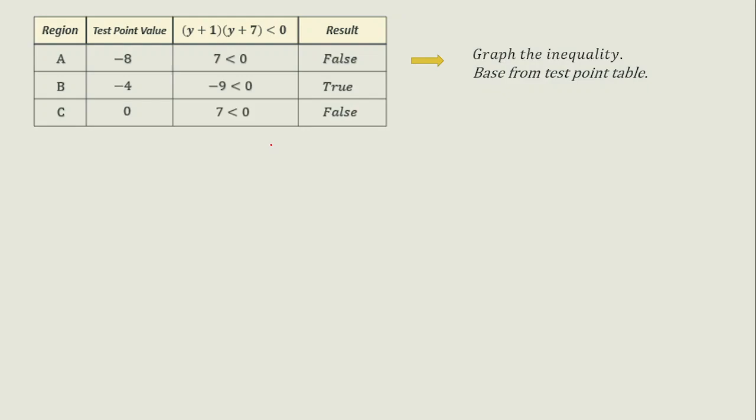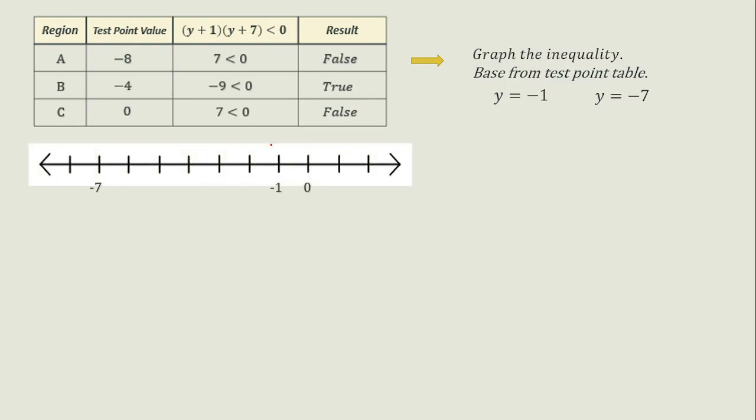So, again, kunin natin yung roots of the equation na solve natin kanina. Y is equals to negative 1 and y is equals to negative 7. Then, after that, gagawa ulit tayo ng number line. Then sa number line class, we're now going to plot the roots of the equation which is negative 1 and negative 7. The question is, ano ba yung gagamitin natin? Hollow point ba or shaded point?